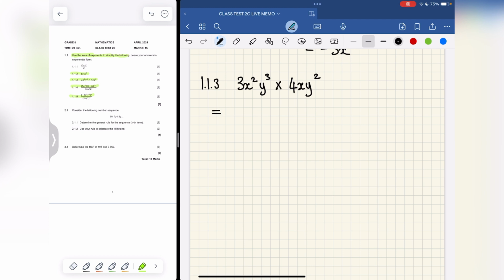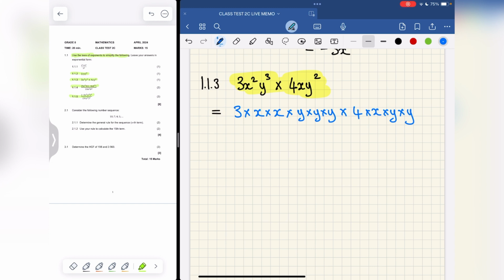So if I had to expand this, all of this that you see over here can be expanded and written as 3 times x times x times y times y times y times the 4 times the x times the y times the y. So here is evidence and proof that the only thing that's happening here is multiplication. This is one big product.